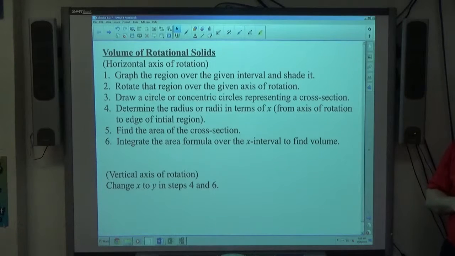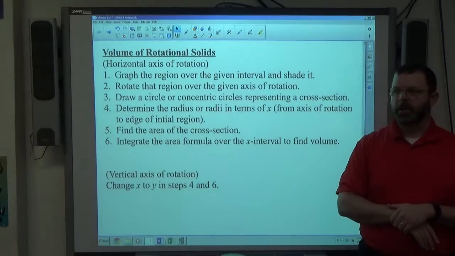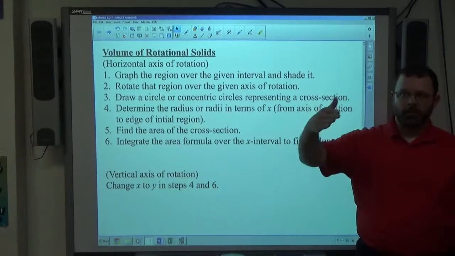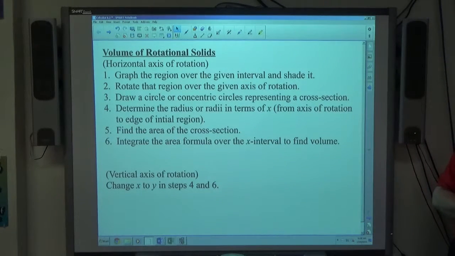Find the area of that circular cross-section. What's the area of a circle? Pi r squared. So whatever the radius is, if the radius is x, pi x squared is the area of the circle. If the radius is 1 minus x, the area is pi times 1 minus x, quantity squared. Simplify, then you work it out, and then integrate, and then you're done. So it's a pretty straightforward formula process.